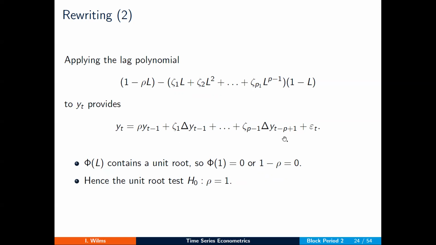Now, remember for later on, if we work with a unit root, the lag polynomial at 1, so L equal to 1, is simply equal to 0. Or in other words, rho, the sum of all the phi's, is equal to 1, just like we had in the previous setting. That means that, like before, we will be interested in testing the null that rho is equal to 1.